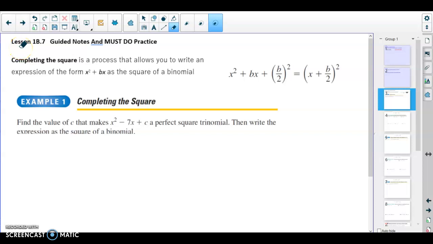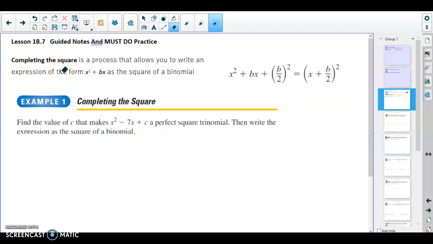Welcome to lesson 1B.7, guided notes and must-do practice. I want you to note that this is also must-do practice. So even though these are guided notes, you need to turn this handout in because it will have your practice on it. Okay, so we're going to complete the square.